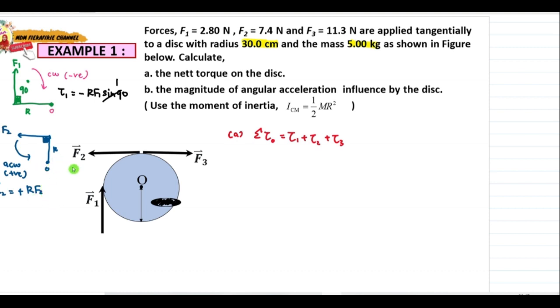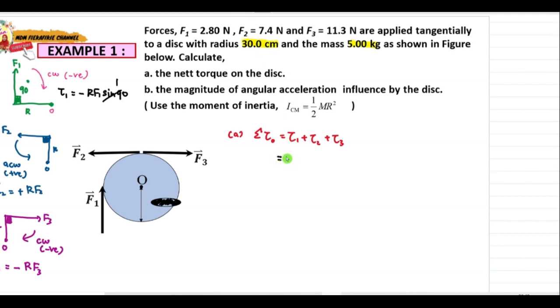Okay, and let's proceed to the third one. So for the third force, this is the pivot point O, and moving upward R, and then F3 to the right, and the angle is 90 degree, and the direction of torque is clockwise direction, and it is negative value. So torque 3 is equal to negative RF3 sin 90 degree. Okay, so now let's substitute in our calculation here.